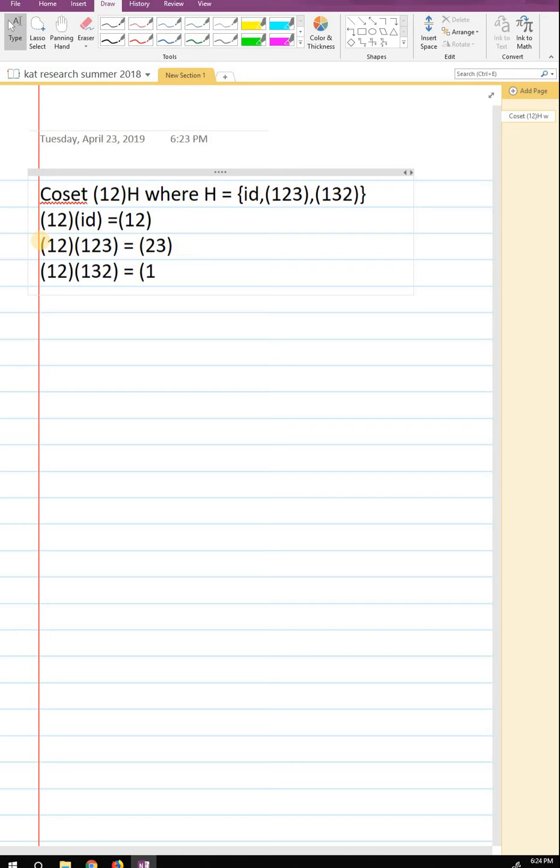Well, 1 goes to 3, 3 goes to 2, 2 goes to 1, so 3 goes to 1. Yes, 2 goes to 1, 1 goes to 2. So you see what the result is. (1, 2) times h is equal to this set: (1, 2), (2, 3), and (1, 3). And you can verify that if you take (1, 3) times h, or (2, 3) times h, you get the same thing.